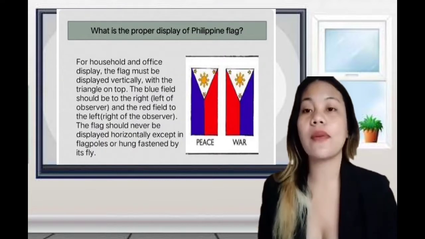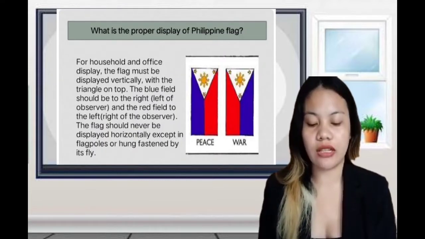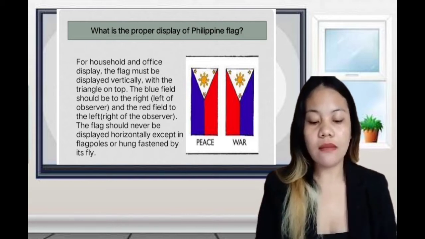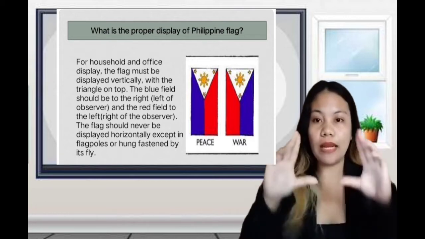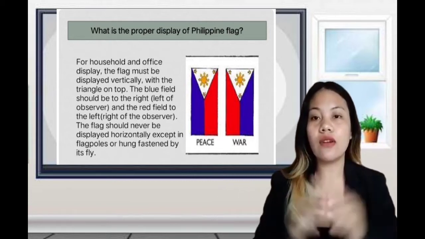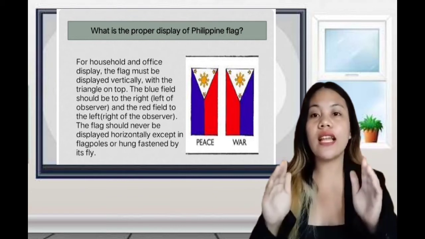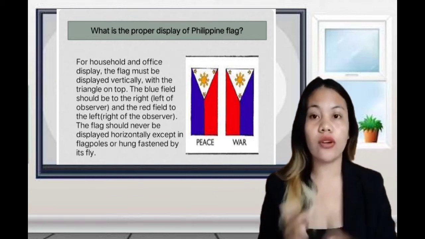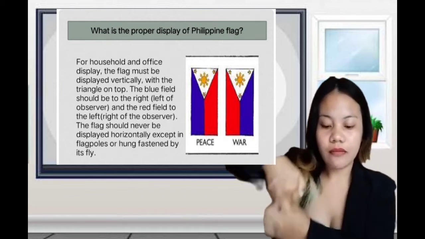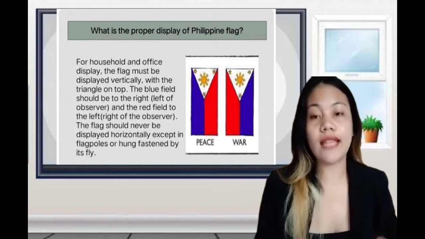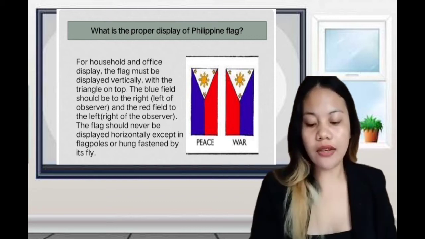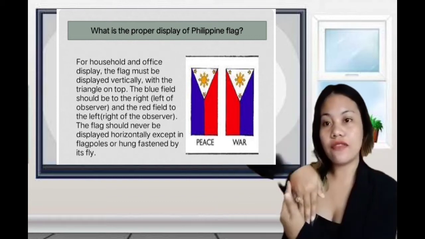So what is the proper display of the Philippine national flag? For household and office display, the flag must be displayed vertically, with the triangle on top. We can see on the flag that it has a triangle. So vertically is how it is displayed in households or buildings. The triangle of the flag goes here. And then the blue field should be on the right of the observer, and the red field to the left.